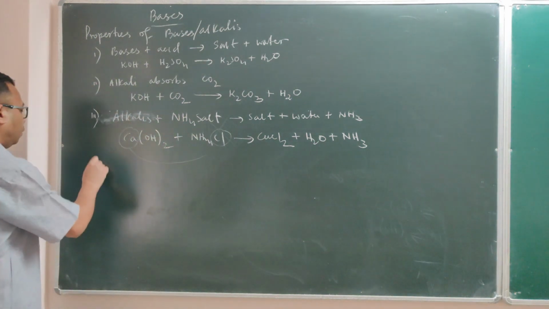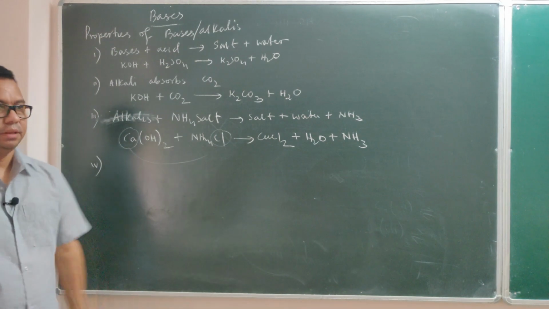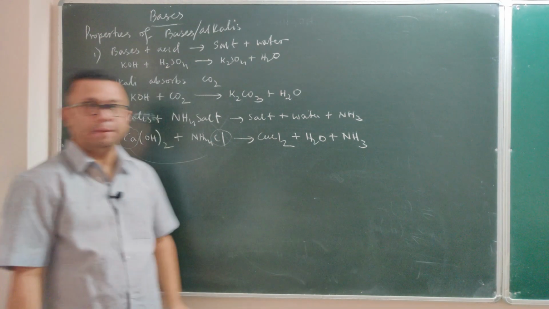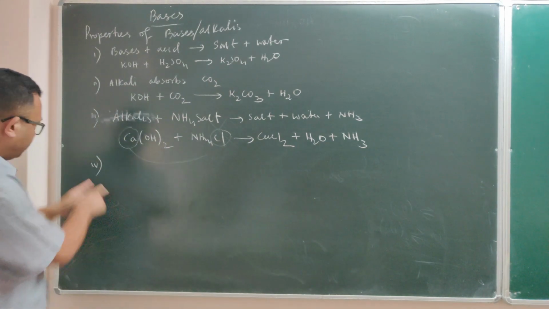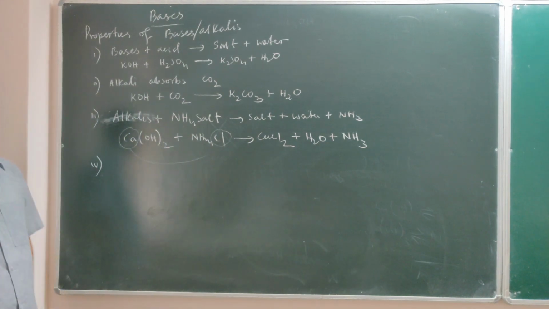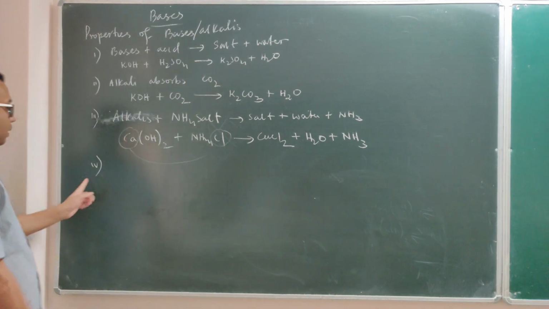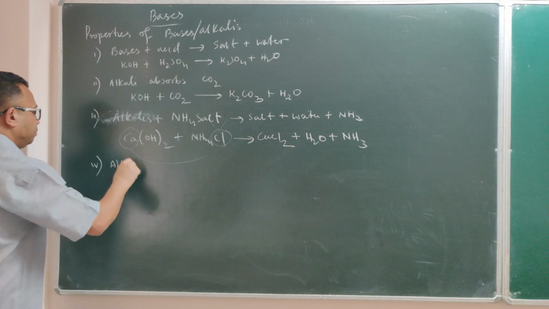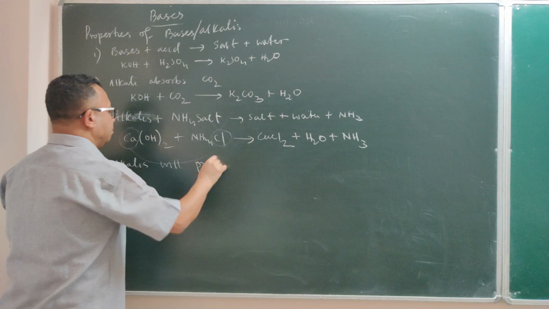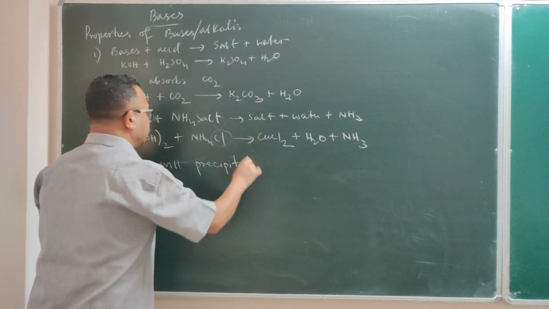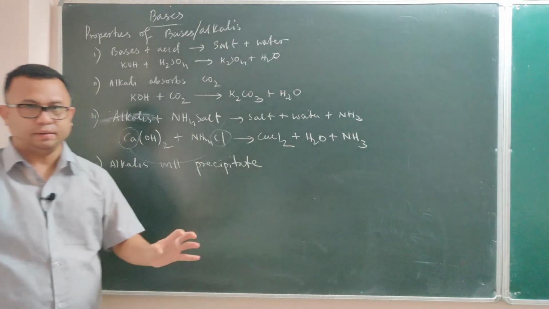Then the fourth one, you have one very big chapter. I think after this chapter there is something which is called analytical chemistry, one chapter name. Your whole chapter is about this fourth property of alkalis. Now what is that? Alkalis will be able to precipitate. Precipitate means insoluble salt formation. So alkalis will be able to precipitate.